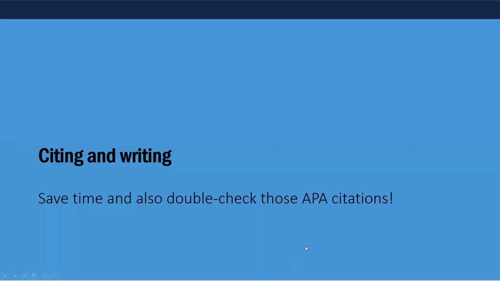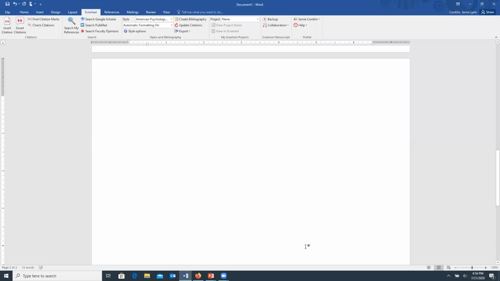Now that you have some references, let's do the fun part of citing and writing within Microsoft Word. I'm going to go ahead and open my Word. You'll notice once you install the plugin, you'll have a new tab in Word called SciWheel, and from here you can insert citations. So I can just go to insert citation.